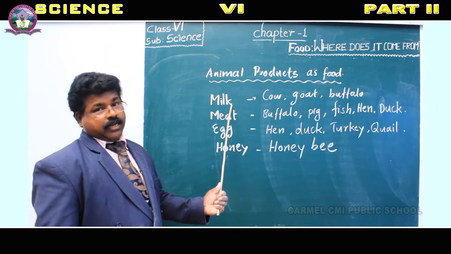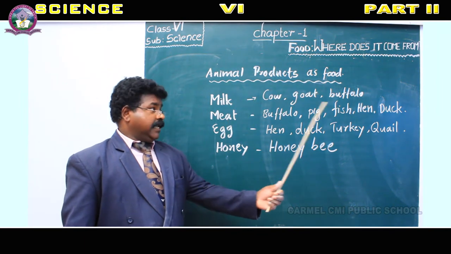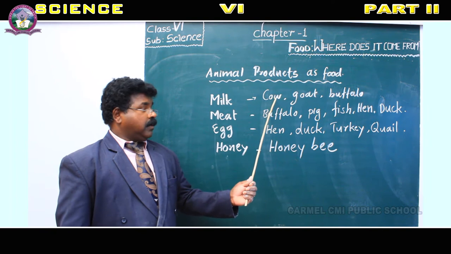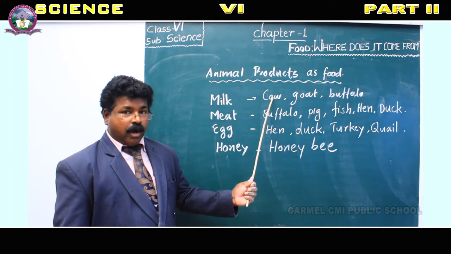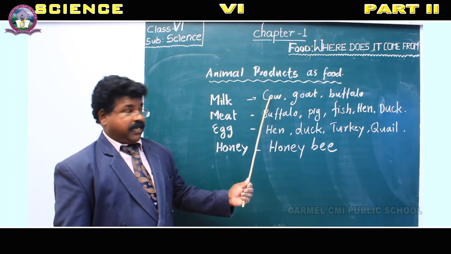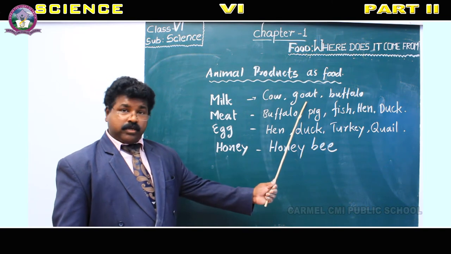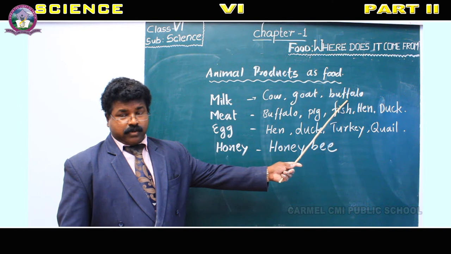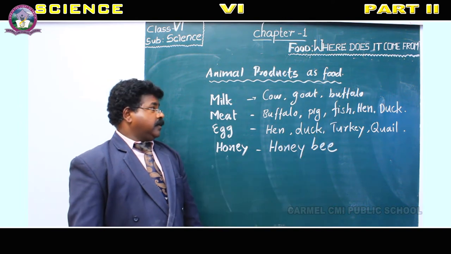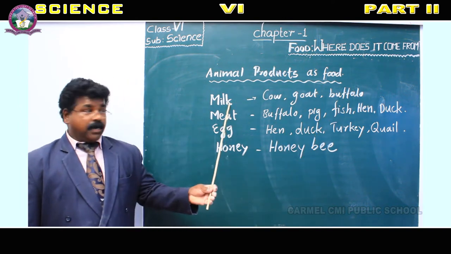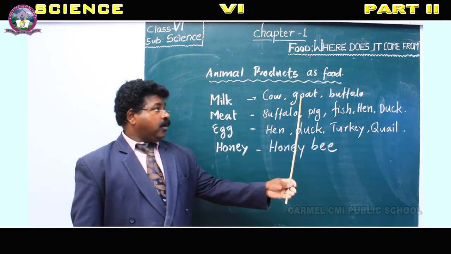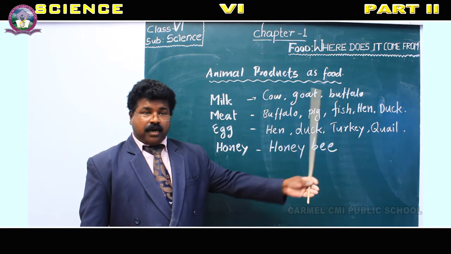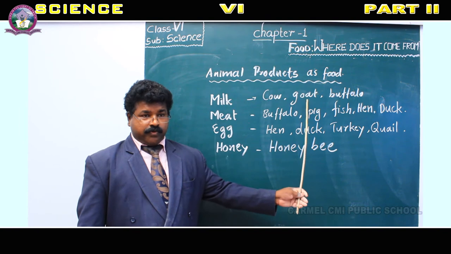Milk we are getting mainly from many animals. Almost all of us are depending on cow for our milk need. And goat also provides us milk. Then buffaloes are also providing us milk. So the sources of milk are cow, goat, buffalo. These are the commonly available sources of milk for us.